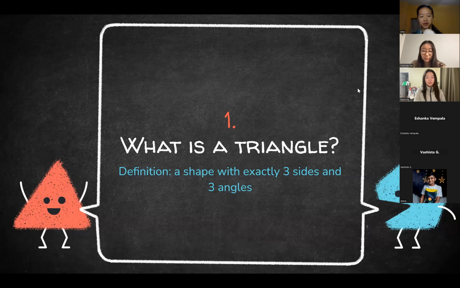Okay, so what is a triangle? So a triangle is a very simple shape. It just has 3 sides. And it obviously has 3 angles. But this very simple definition actually creates a lot of cool properties of a triangle.